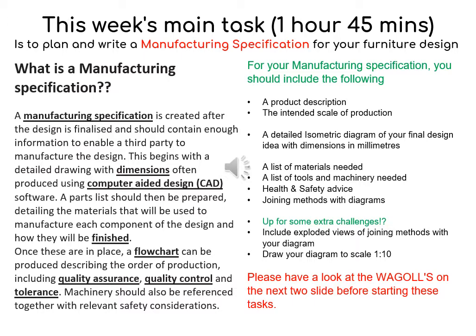Once these are in place, there would be a flow chart to explain how the product would be constructed, so how it would all go together, and also some quality control would be included, as well as health and safety and making sure that the machinery is safe and the people making the product are safe using the tools and machinery. Okay, so there's quite a lot of different aspects and different things that need to go into a manufacturing specification.